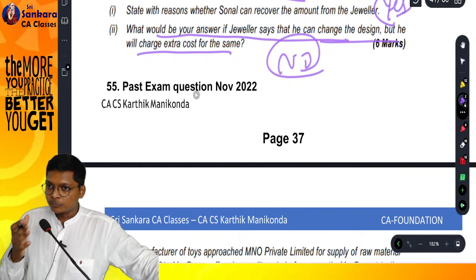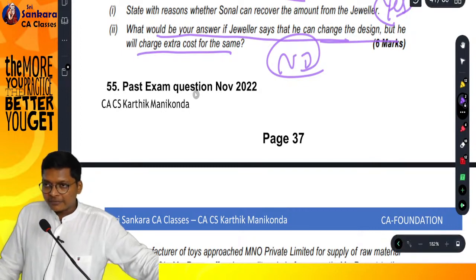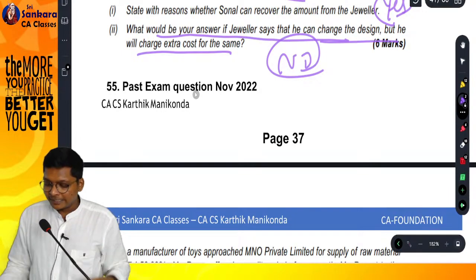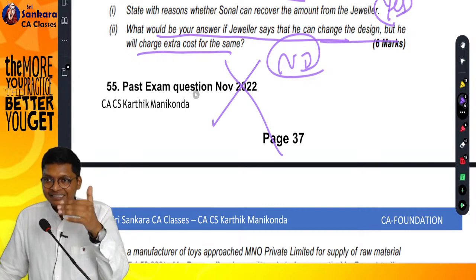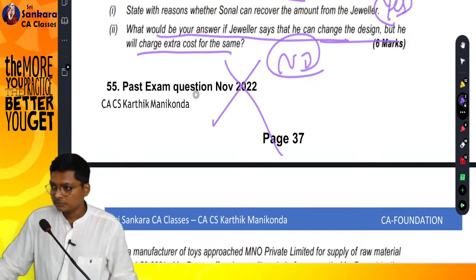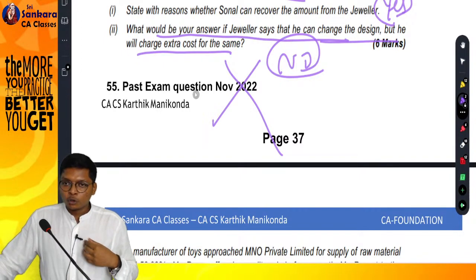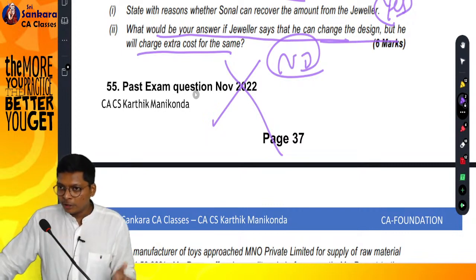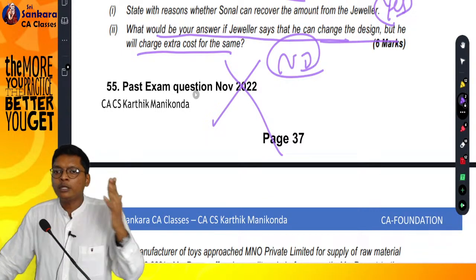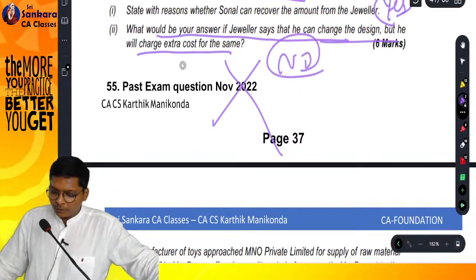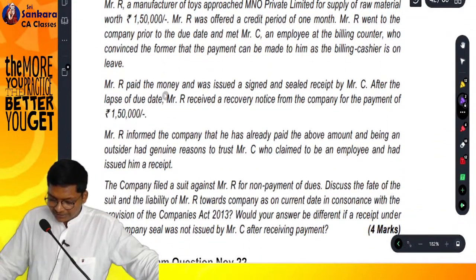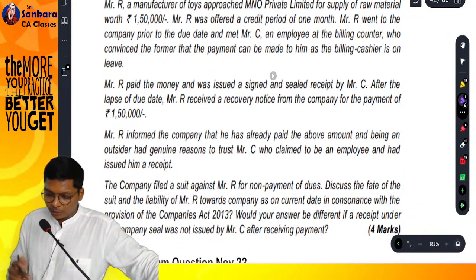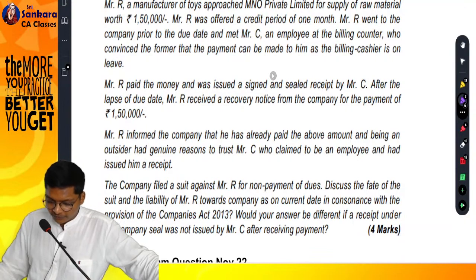We are now in which exam? June 23. Generally, this question paper is less important. Are you able to follow? In the latest exam, they will not repeat. Very, very rarely one question gets repeated. That's why I mentioned only a few questions. But still, let's quickly go through. Go through question number 55.